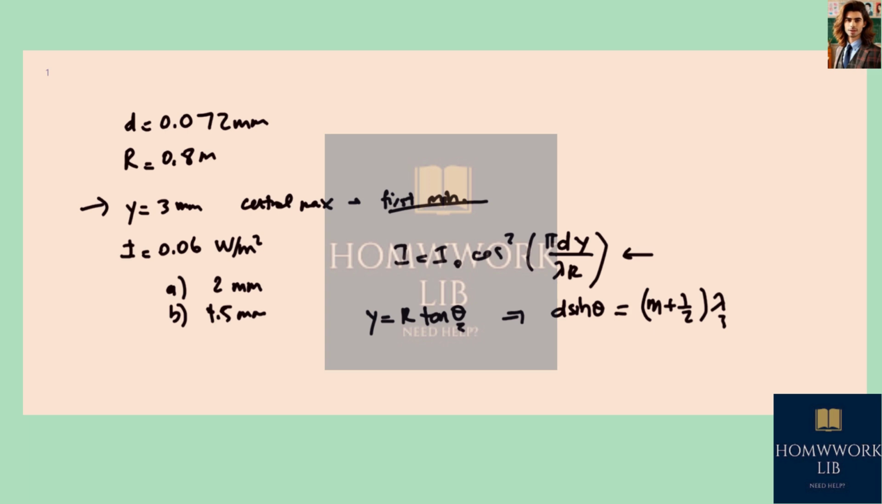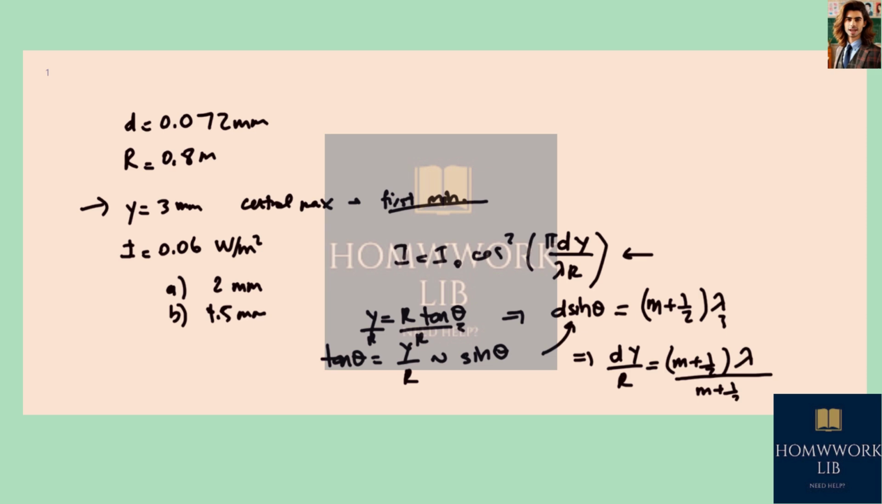And we're going to take advantage of the small angle approximation. Now, then tangent theta is going to be, by dividing both sides of this equation by r, y over r. So then we're going to assume that this is basically approximately sine theta, and we're going to plug it in this equation. Then what we have is going to be d y over r equals m plus 1/2 lambda. So from here, if we want to find what lambda is, we divide both sides by m plus 1/2. Then I'm going to go to a new page here.